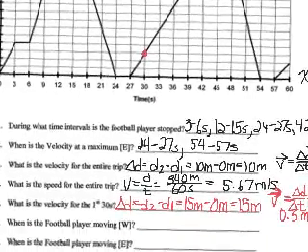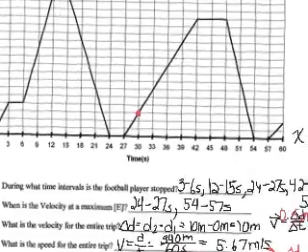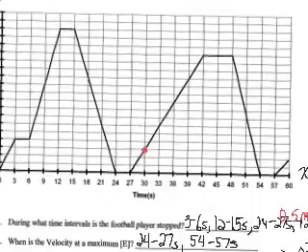Number 6, it asks us, when is the football player moving west? So when we take a look at the graph, remember, it says position distance in meters west. As we move up on the graph, that means we're moving west. As we go down on the graph, that means we're moving east. So when is the football player moving west?